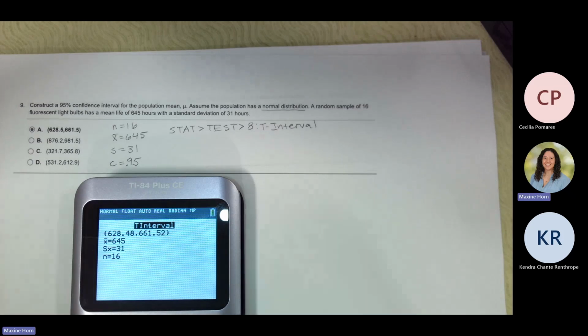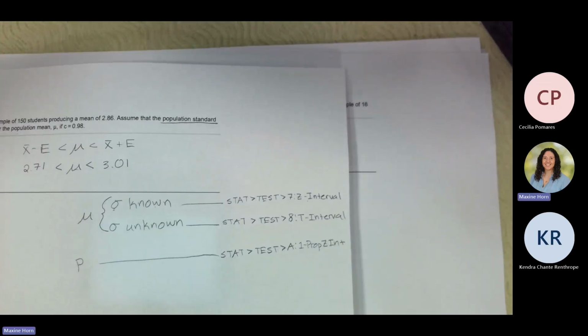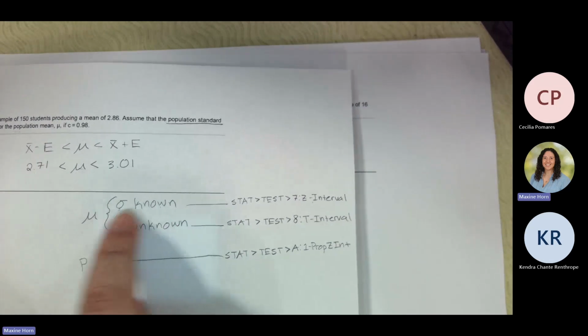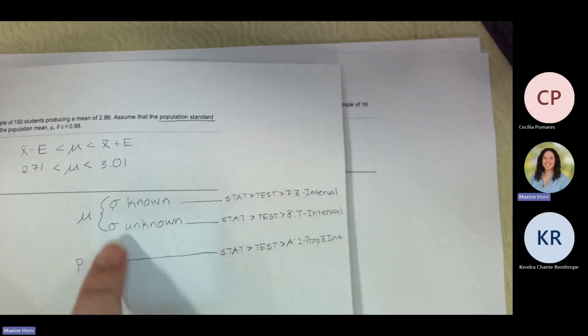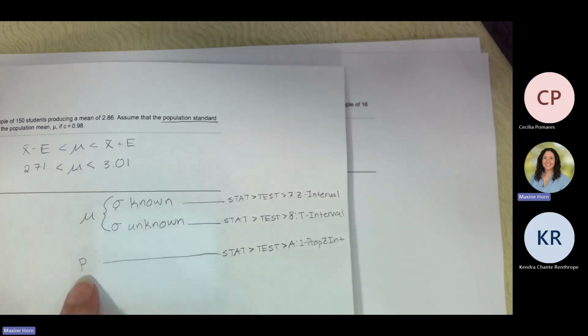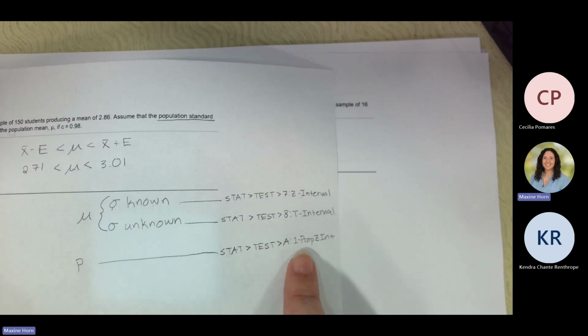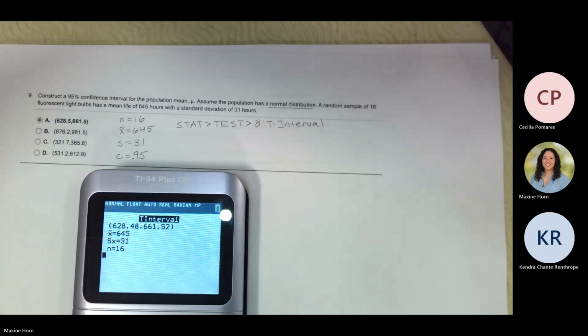Okay, so again, if we don't know our population standard deviation, then we are using a T interval, right? Make sure that you know this. If we know our population standard deviation, we're using Z. If we don't know our population standard deviation, we're using T. And if we're talking about a population proportion, we use 1 prop Z int. Okay, moving on.